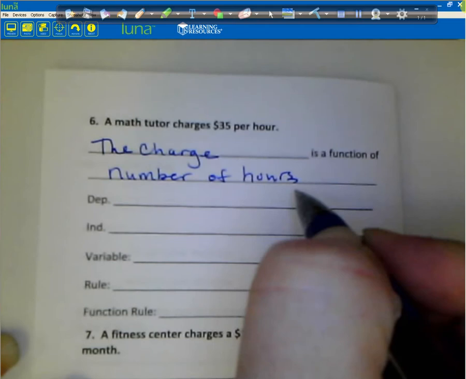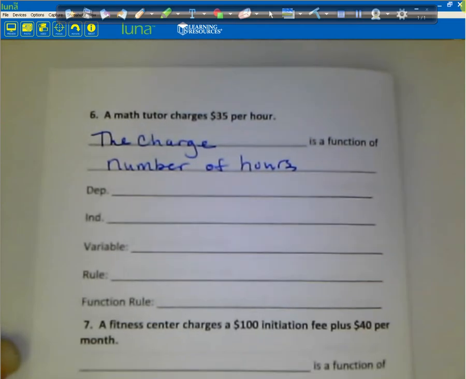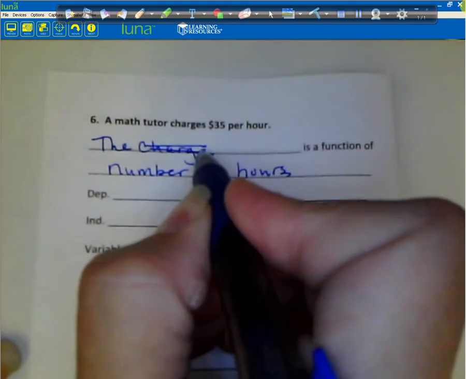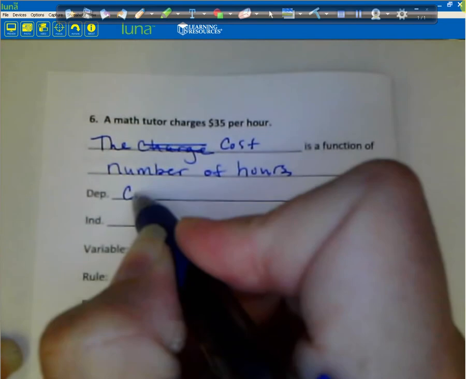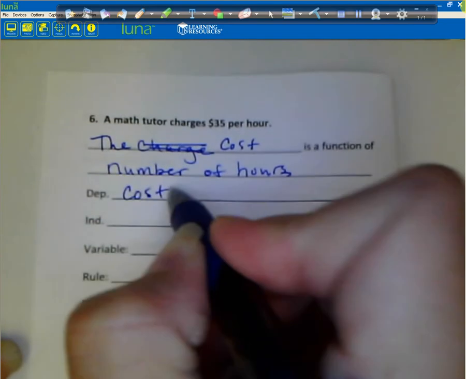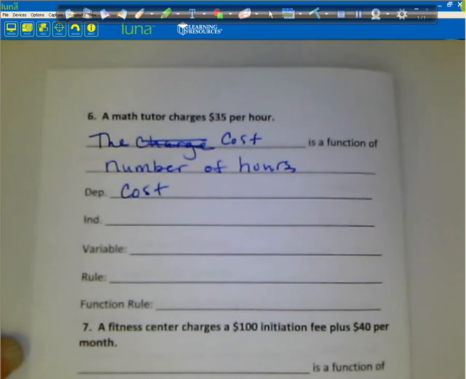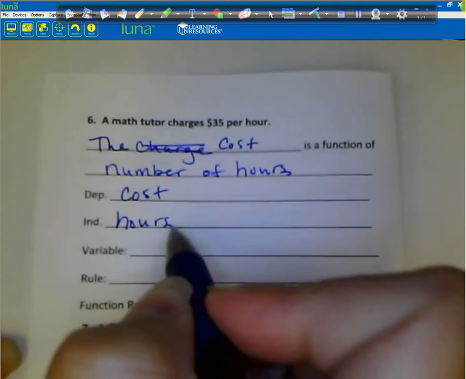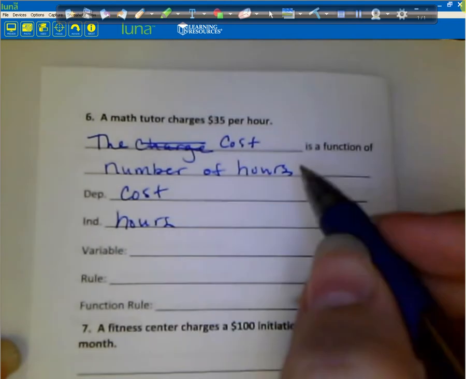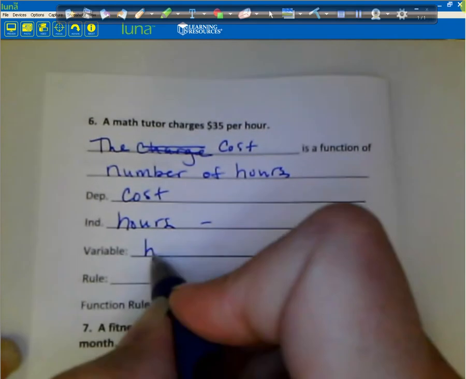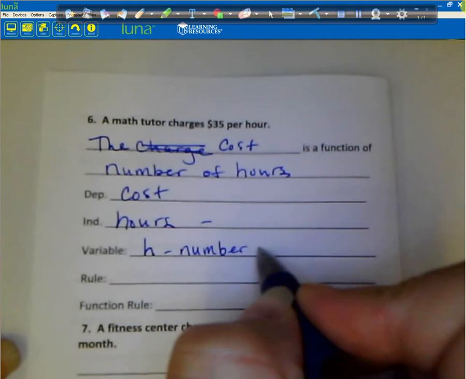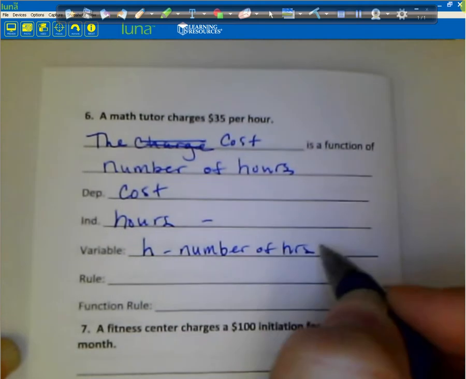So the total charge, or the total cost, is going to be a function of the number of hours spent in tutoring. So our dependent variable, the one that depends upon the other, is the charge or the total cost. And I'm going to change charge to cost, because I think we use cost more frequently than charge. Our independent is the hours. We have to define a variable. So we're going to say h. H is the number of hours.